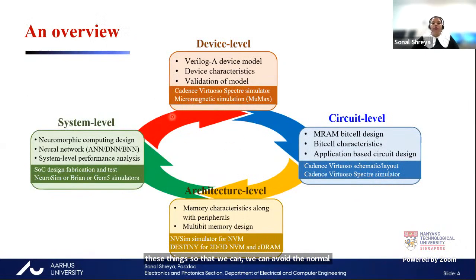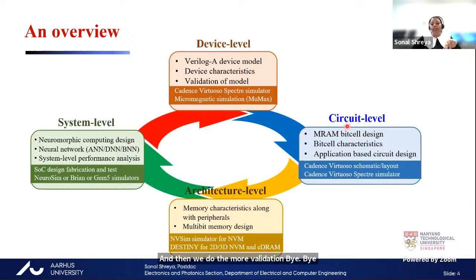So an overview of this, from device to system level, is that first we need to do the device modeling in a Verilog-A code, then we do the device characteristic. But this device characteristic needs to be done both ways. That is, we do the micromagnetic simulation or characterization of the sample, and then on the Cadence or HSPICE platform, we do the characterization of the model, and then we do the validation by matching both of these.